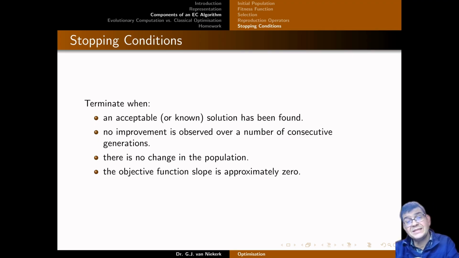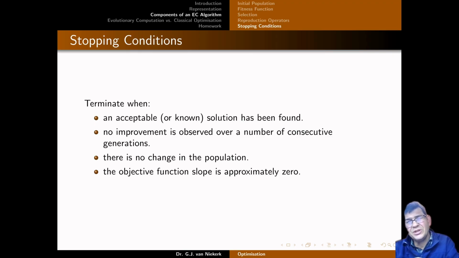You can also stop when there's no change in the population. That's similar to the above, but the idea with this is that if one individual has completely taken over the population, then of course you can also stop, or when the objective function slope is approximately 0. So the idea with this is it's pretty much the same. The objective function, of course, is the function we're trying to optimize, and if the slope of that is approaching 0, it means that there's no change. So then of course you can also stop.